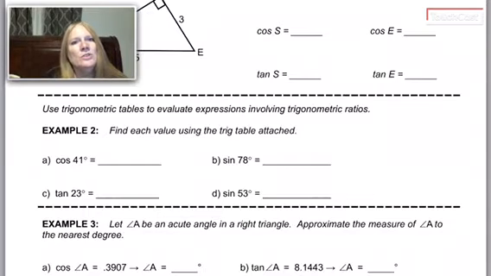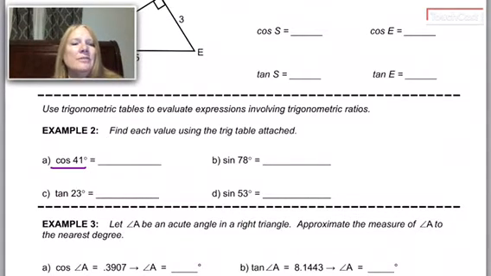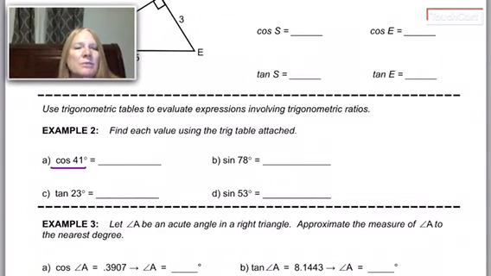Okay, cosine of 41. The tables are easy to use. We just have to go back and forth. If you're looking for the cosine of 41, you have the table at the end of this lesson, and I put a separate one that you can print out as well. So the cosine of 41, let me just scroll.